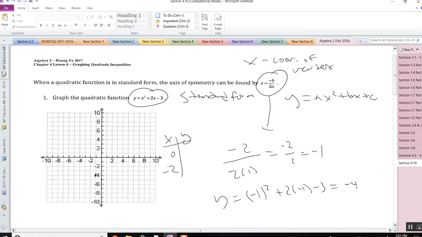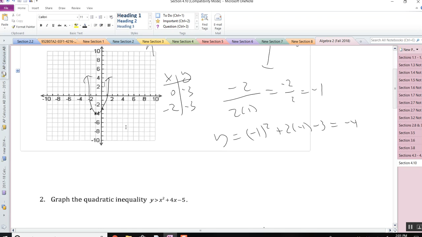We'll make a little table, and we'll plug in a couple more x coordinates. We'll do 1 on each side of the vertex, so like 0 for x, negative 2 for x, because negative 1 was the x coordinate of our vertex. Plug 0, you get negative 3. And you should get the same y value for negative 2 because of the sense of symmetry, but if you were to plug negative 2 into the equation right here, you would get negative 3. And there's our graph. So pretty simple, not too hard.